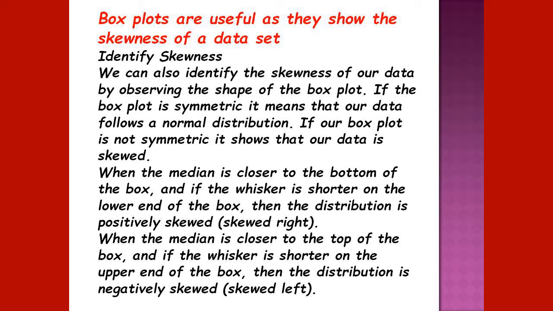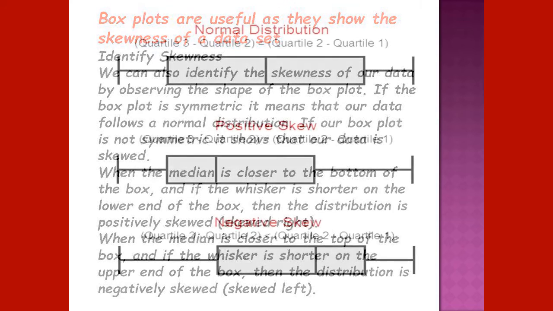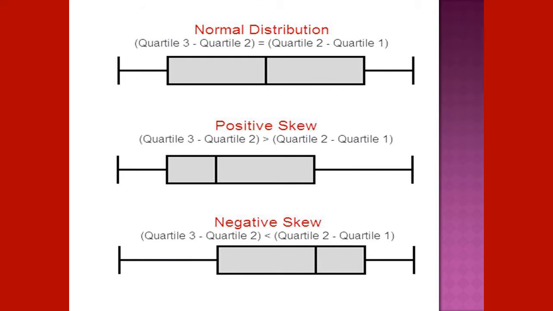When the median is closer to the top of the box and the whisker is shorter on the upper end of the box, then the distribution is negatively skewed. So from this graph you can understand the skewness. Here you can see that the box is symmetrically distributed, so our data follow normal distribution. In the second diagram, the box is positively skewed and in the third diagram the box is negatively skewed.